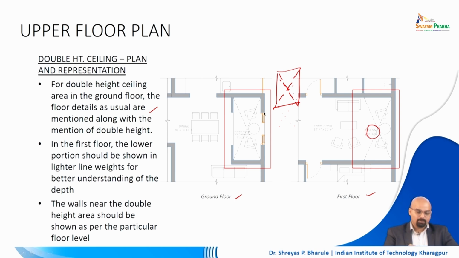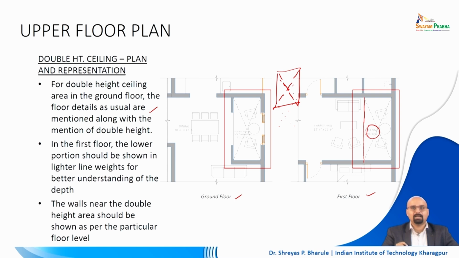Then moving forward, on the first floor level, the lower portion will also be shown, but in lighter line weights, right. So, the line weight should be lower compared to the other details of the upper floor plan. Along with that, there is also a requirement to show where the floor stops. If you see here, there is a faint line, probably there will also be a railing here, where the floor will stop. This is the faint line, right. This is where the upper floor level starts.